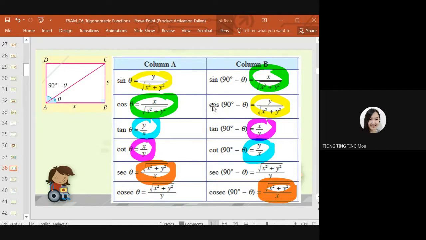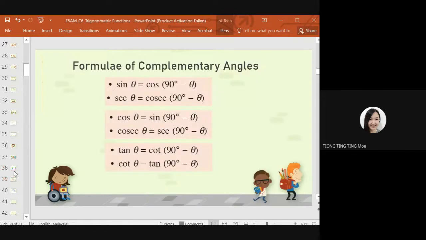Sin theta is complementary to, the same as, cos 90 minus theta, because they are complementary. And then cos with sin, tangent with cotangent, cot with tan, secant with cosec, and cosec with sec. So how are you going to remember this one? So many, huh? Then you need to remember the reciprocal formulas some more. So how are you going to remember this?